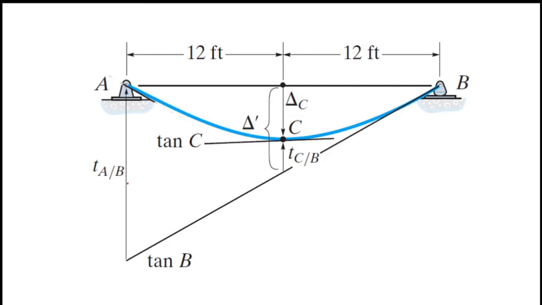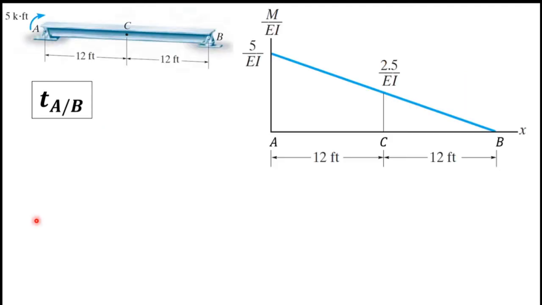As I told you before, we can find TAB and TCB using the moment area method. So next I am going to do that. I am going to find TAB and TCB using the moment area method. First I am going to find TAB. You can see here the M over EI diagram. Using the M over EI diagram I can find TAB. So there are two letters, right? A and B.